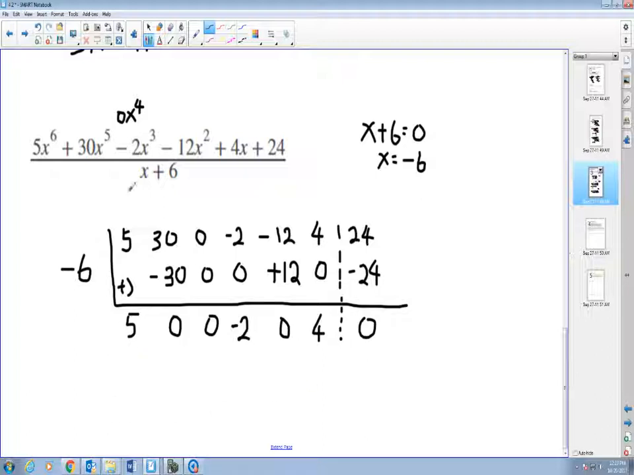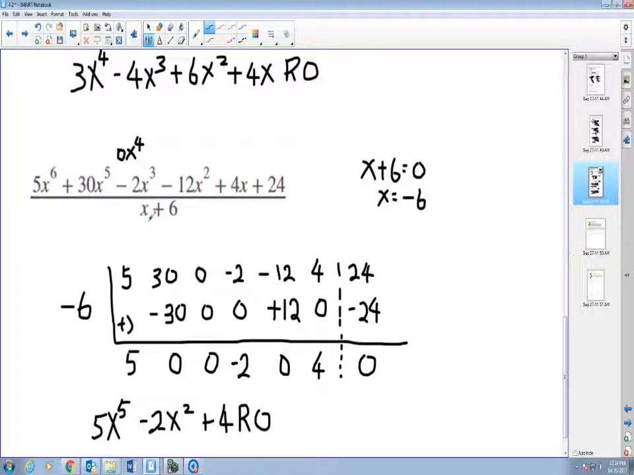So my answer, x going into x to the 6th about x to the 5th times. So my answer will be 5x to the 5th plus 0x to the 4th plus 0x to the 3rd minus 2x squared plus 0x plus 4. That will be my answer. Alrighty. And this is how we perform synthetic division. Remember, the degree of the polynomial for your divisor has got to be to the first power for synthetic division to take place.